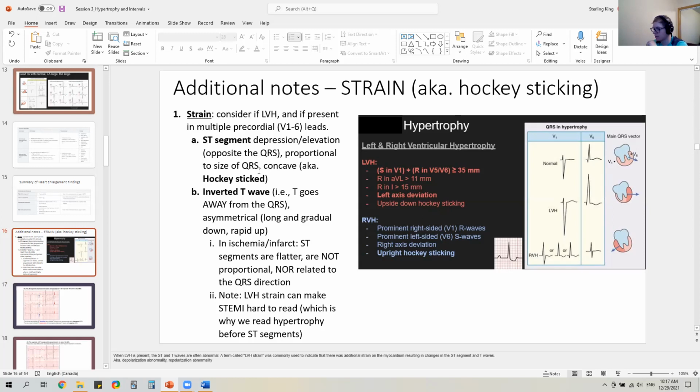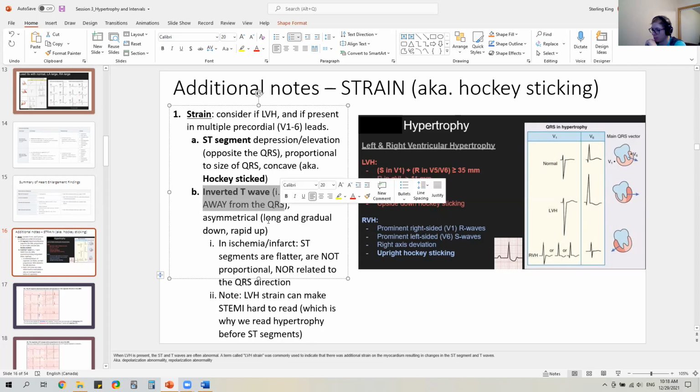And it's proportional to the size of the QRS, and it's concave, which is kind of the phrase used, like a hockey stick. So it's got kind of a happy face, I guess you could say, for the concave. And again, the T wave is inverted, so it goes away from the QRS. And it's asymmetrical, that's not going to be quite as obvious, but the ST segment is out of its usual location and the T wave is going the opposite direction of the QRS complex, and there's hypertrophy, then you're thinking this is probably strain, not so much an MI.